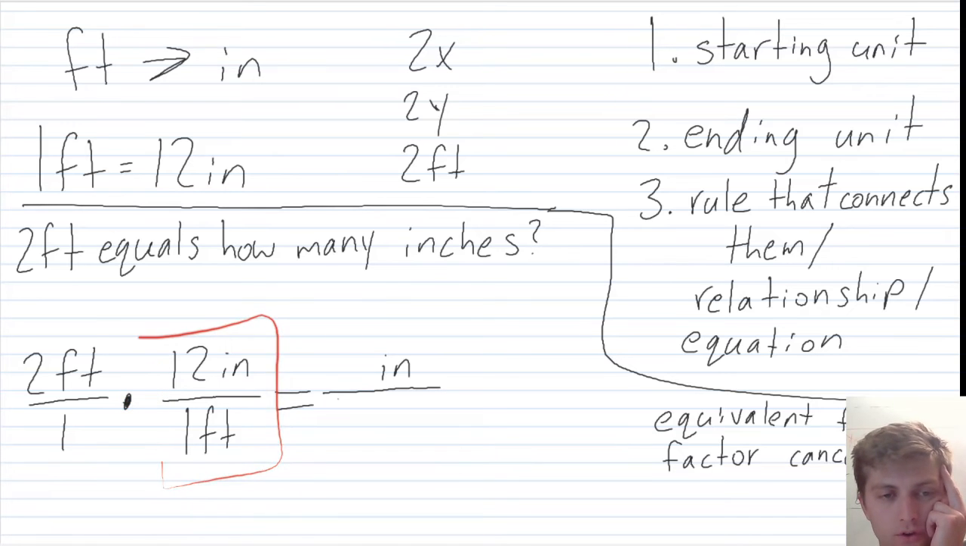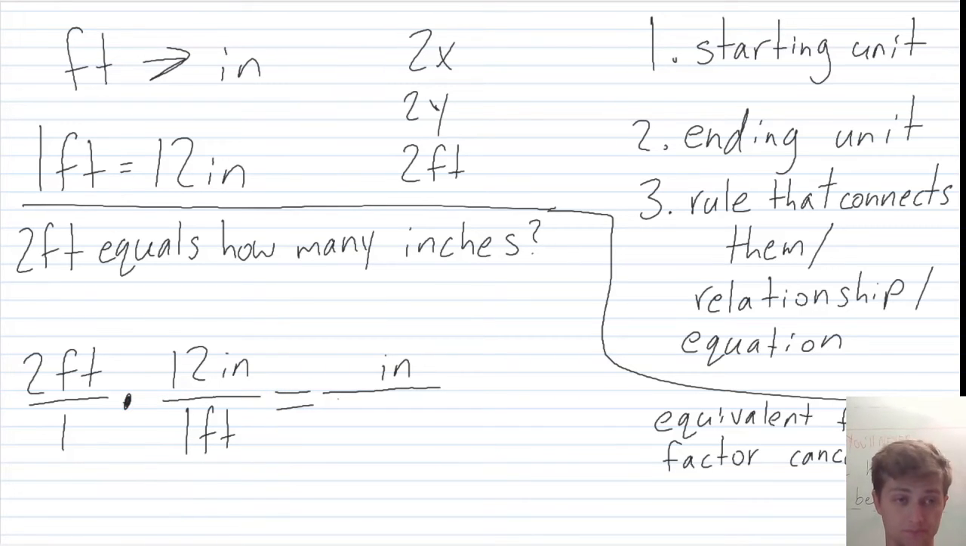Why this is helpful is for this reason. So we want to multiply across. We have 2 feet times 12 inches over 1 foot times 1 times 1 foot.